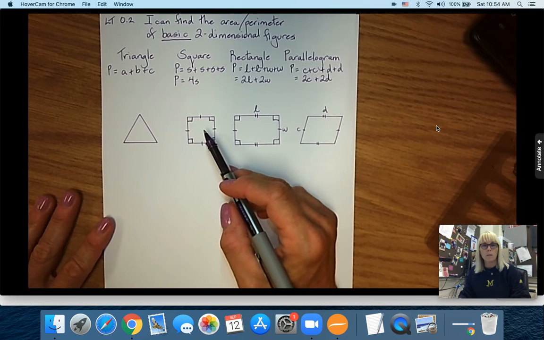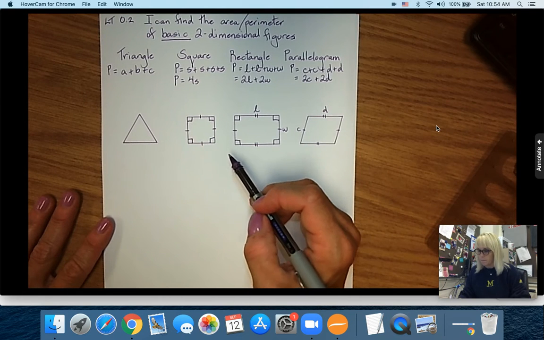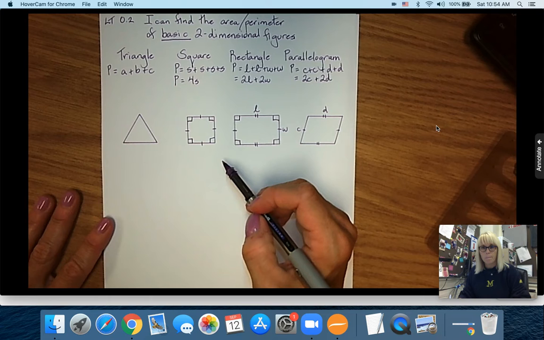So perimeter is like putting a fence around a figure, okay? Let's pause there for a question on perimeter.